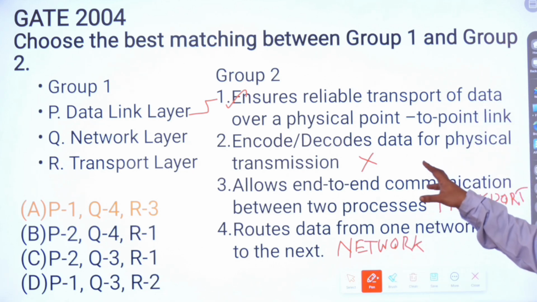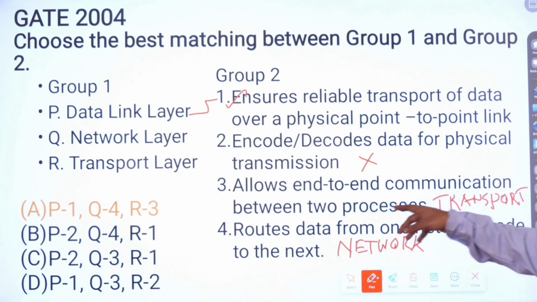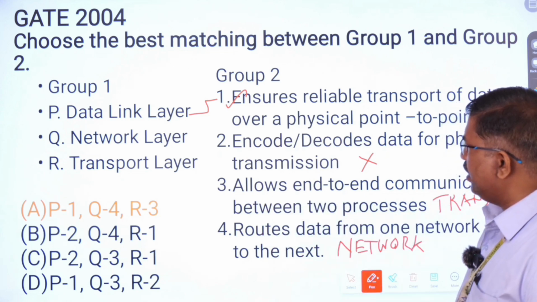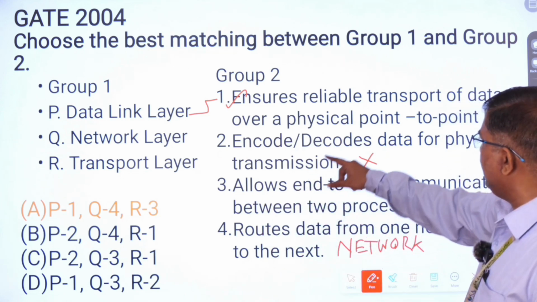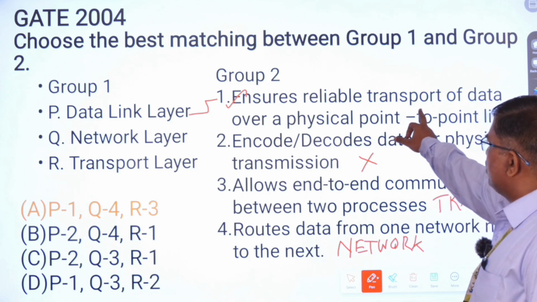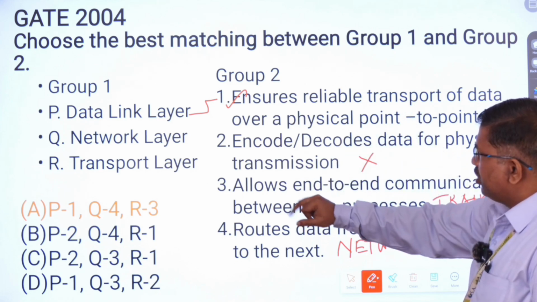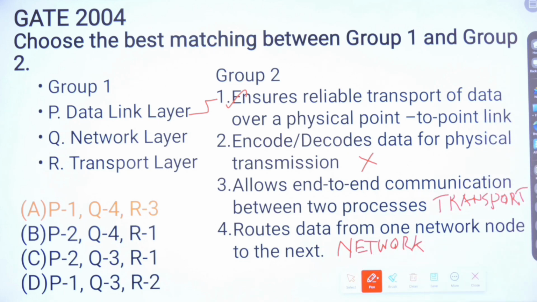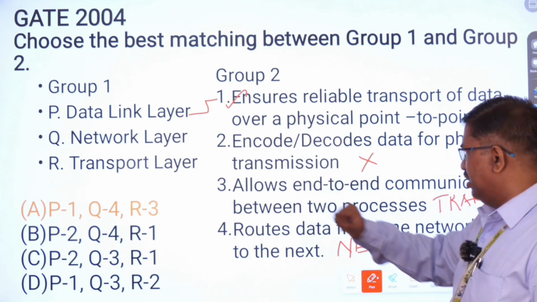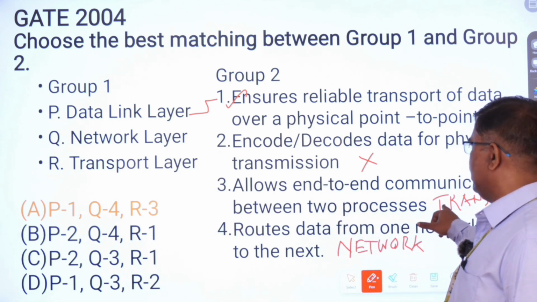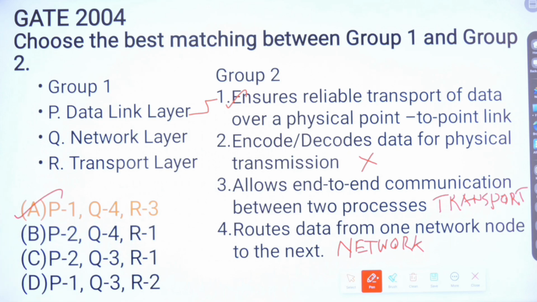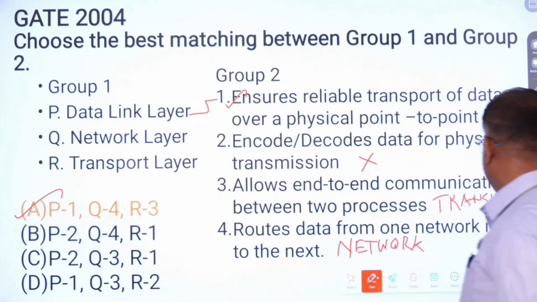When you are matching between the 2 groups and approaching the answers given in the list, first is P1, Q4, R3. P is data link layer, that is matched with this statement, that is correct. Q is network layer, that is matched with the 4th one, that routes data from one network to another network. Next R, that is transport layer, is matched with the transport layer. Hence the first answer will be the correct one. This is the correct answer for this particular question. Next we move on to the next question.